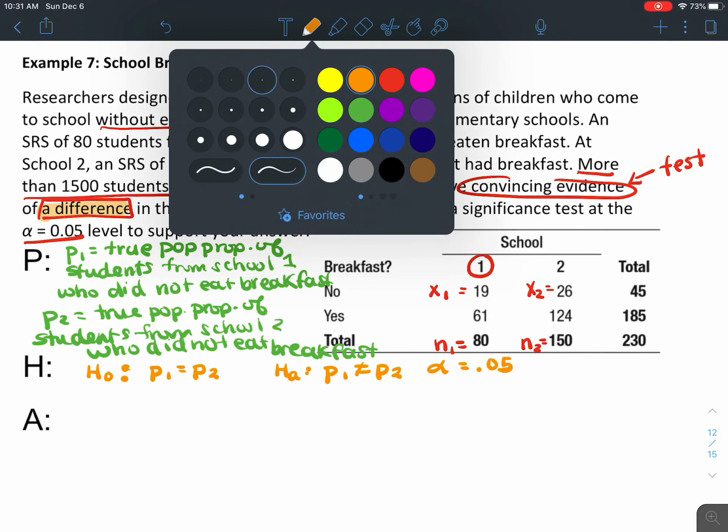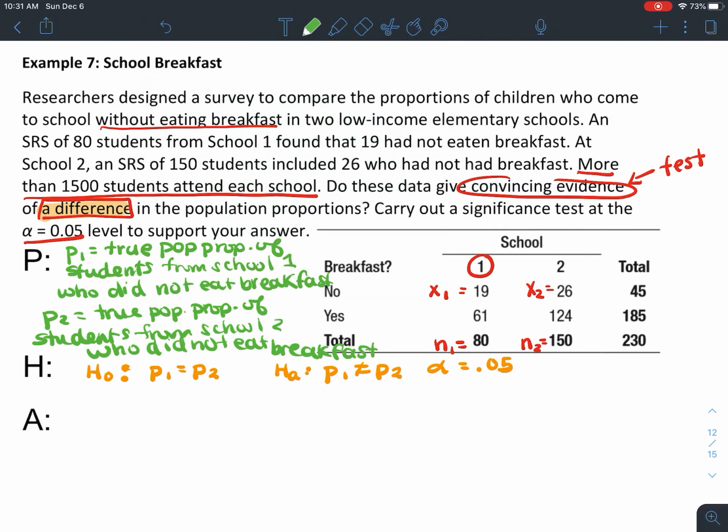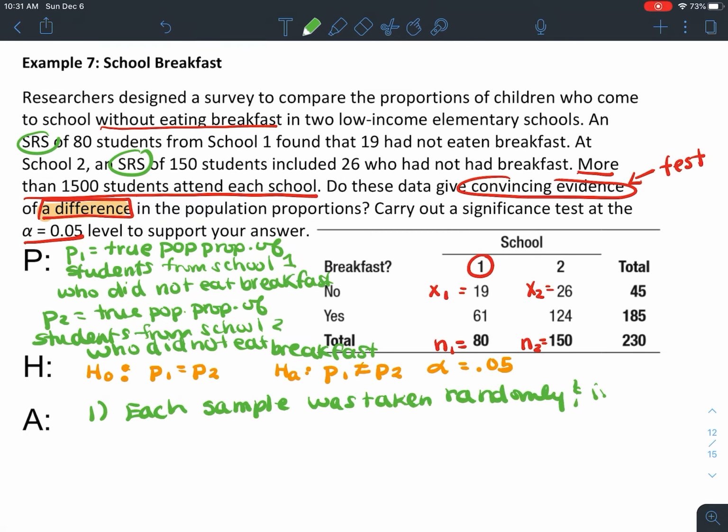Okay. All right. Now, our A for assumptions, which is our conditions here. Okay, the first condition, we want to say that each sample, notice it had said up in the problem SRS, that's short for simple random sample. So I'm going to say each sample was taken randomly and independently. Okay, we want to make sure we get that independently in. And we're just going to assume that if it doesn't mention it, and it seems realistic here, but we do need to state that we are assuming that in order to move forward with our significance test.